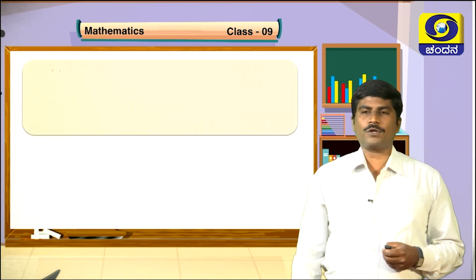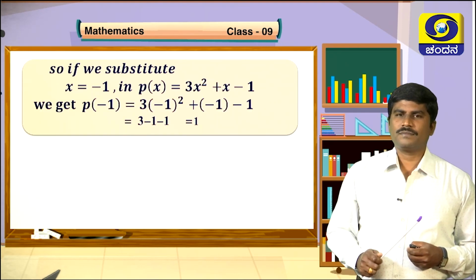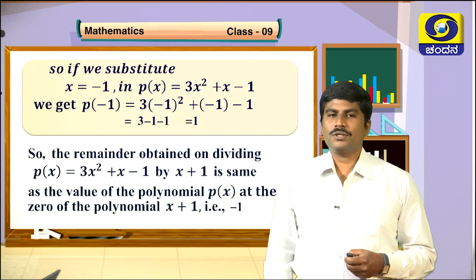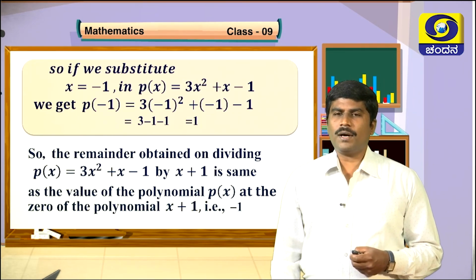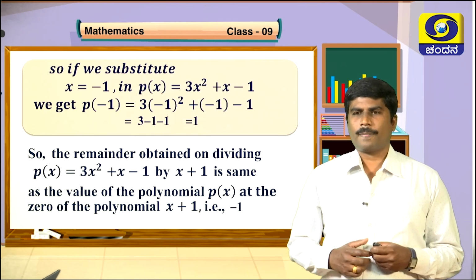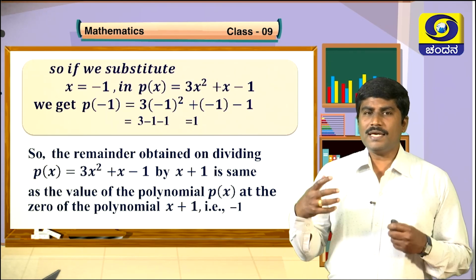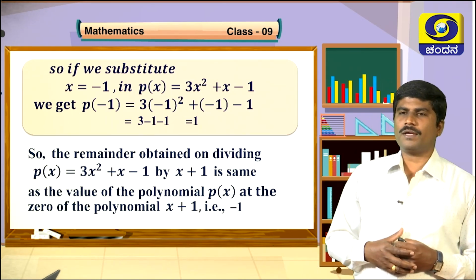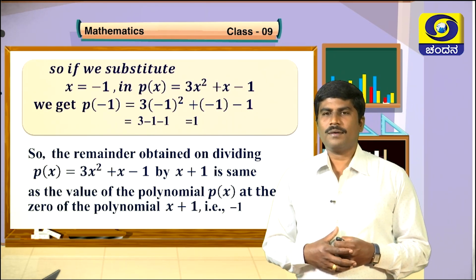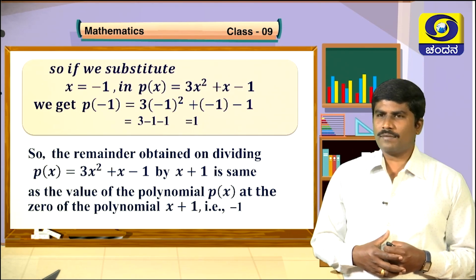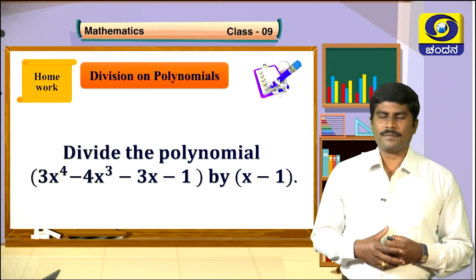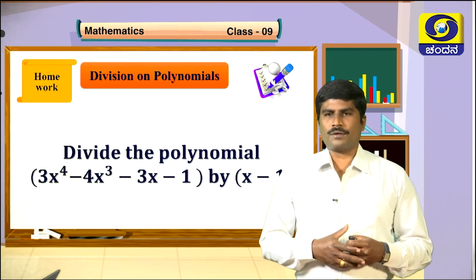So in case you put the value x is equal to 1, what will be the answer now? The answer will be 0. So dear children, the remainder obtained on dividing p of x, 3x square plus x minus 1, by x plus 1 is the same as the value of the polynomial p of x at the zero of the polynomial x plus 1, therefore minus 1. So if you put the value x is equal to minus 1, you will get 0 as the remainder.